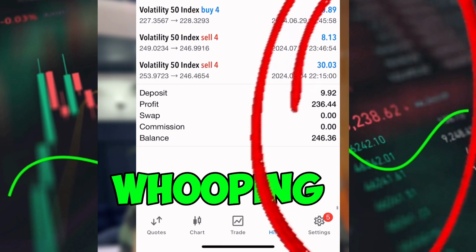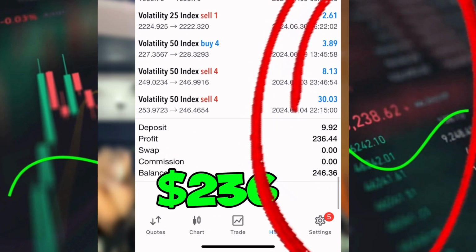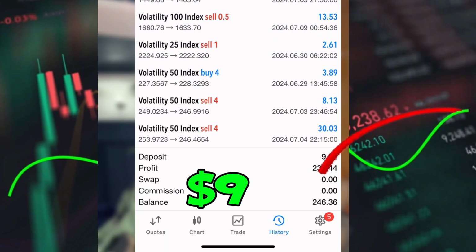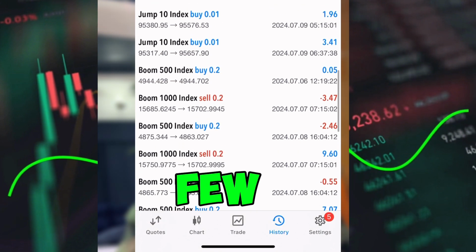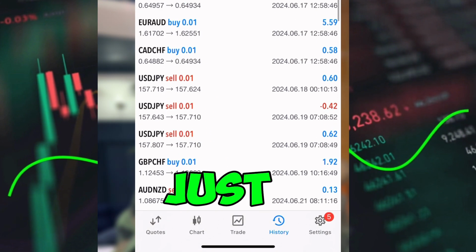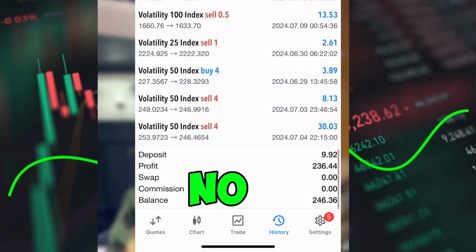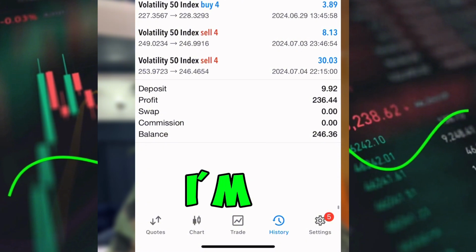This is a whopping $236 profit on a common $9 account within a few days, bro. Just stay with me to the end to see what made this possible, right? Let me open the trade history so you can see what I'm talking about.